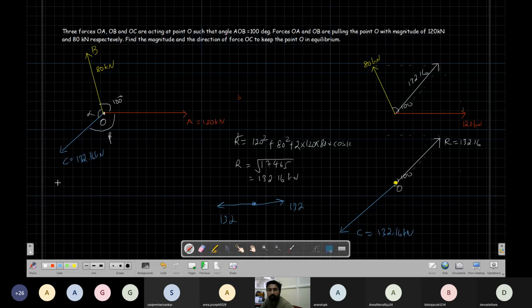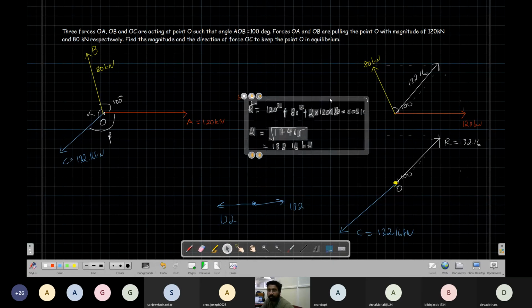132.16 kilonewton. Okay, now we can find the orientation easily. So this method you have to use both. Only if you do both together can you solve this.